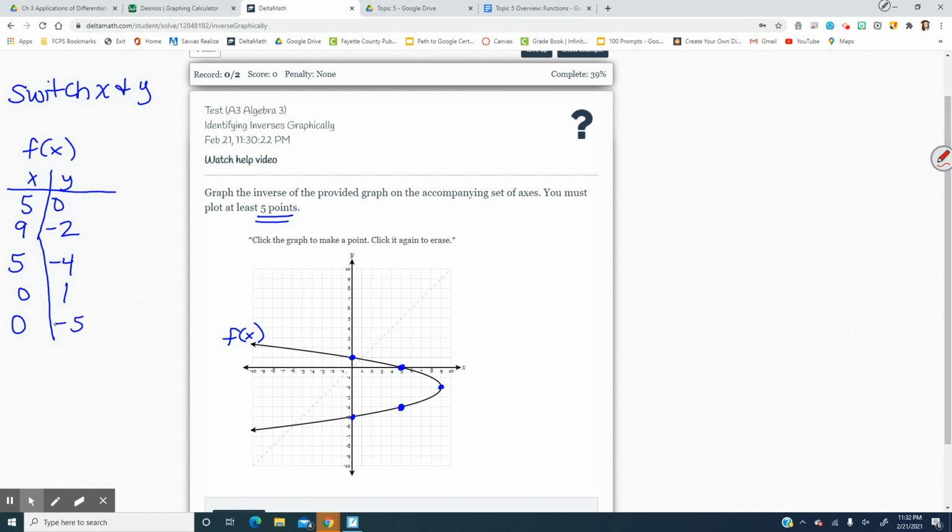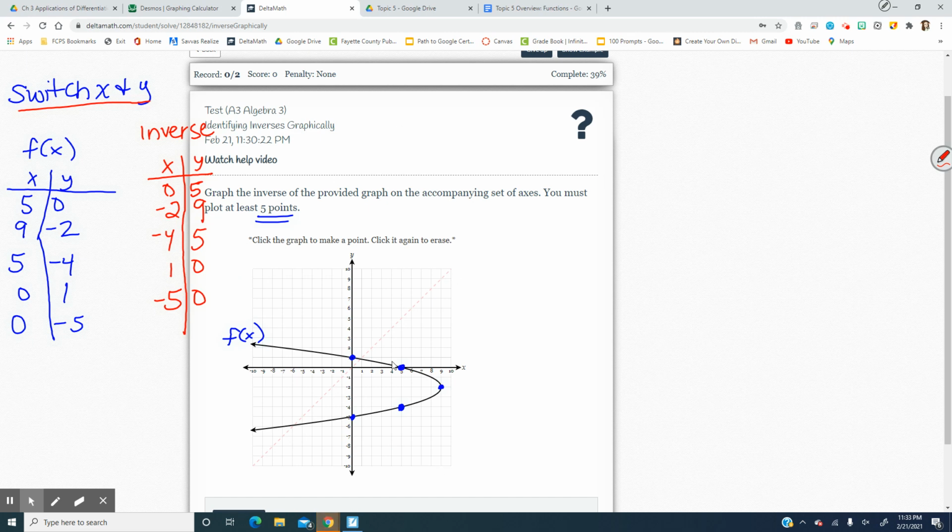When I go to graph the inverse, I'm going to switch the x and the y. So what that means is every single one of these ordered pairs, I'm going to switch. So instead of the point 5, 0, the inverse is going to have a point at 0, 5. And instead of 9, -2, there'll be another one at -2, 9. Switch these, have a point at -4, 5, and another point at 1, 0, and another point at -5, 0.